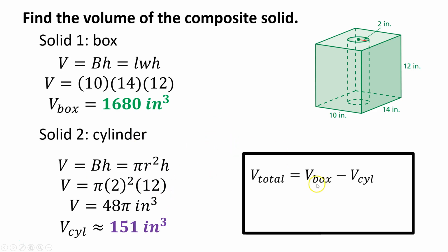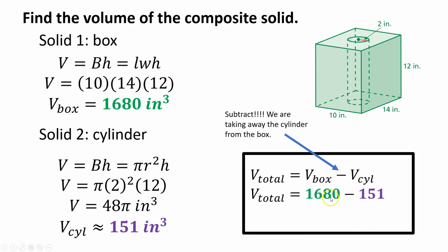So this one's going to be a little bit different. In this case, we are going to subtract. We are taking away the cylinder from the box. So that just means you are subtracting whatever you got for the cylinder, which was the 151, from whatever you got from the box, which was the 1680. And so that shows right here. So there you go. We're taking it away. It's like drilling away a piece of wood. The total is 1529. Feel free to double check my work, but 1680 minus 151 should be 1529, and that is the total volume of this composite solid.